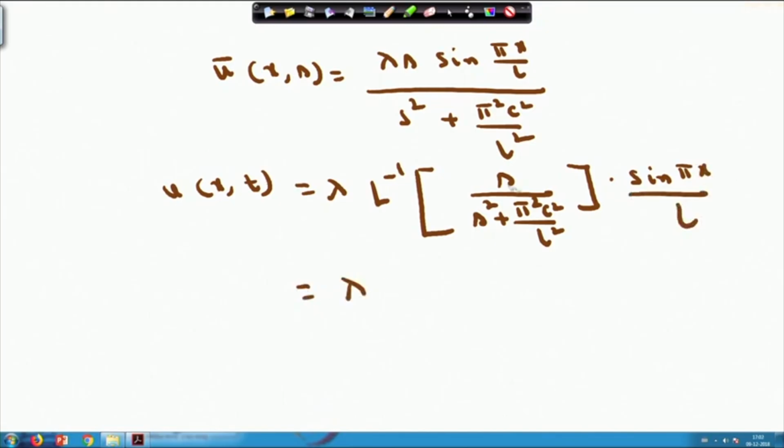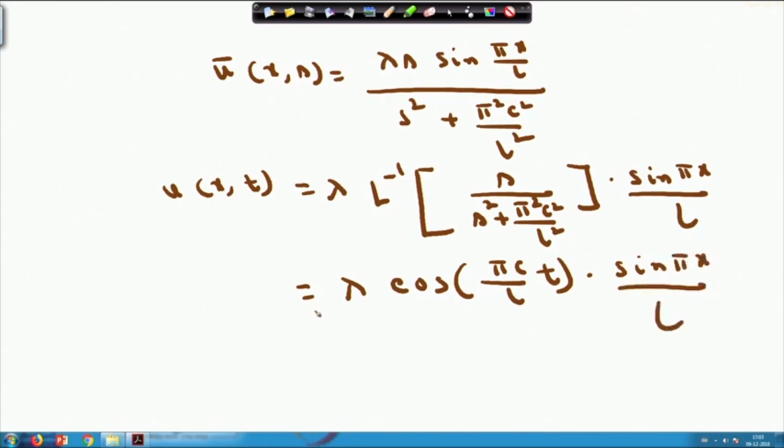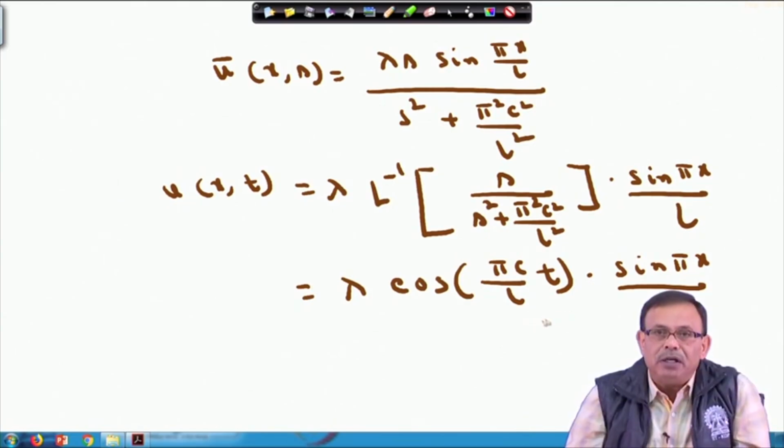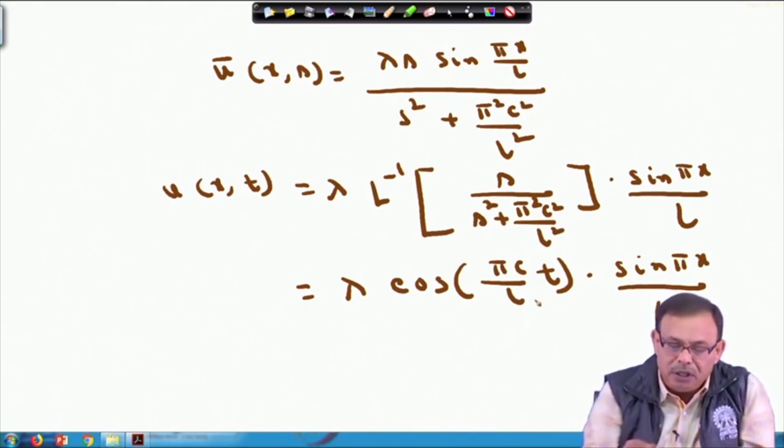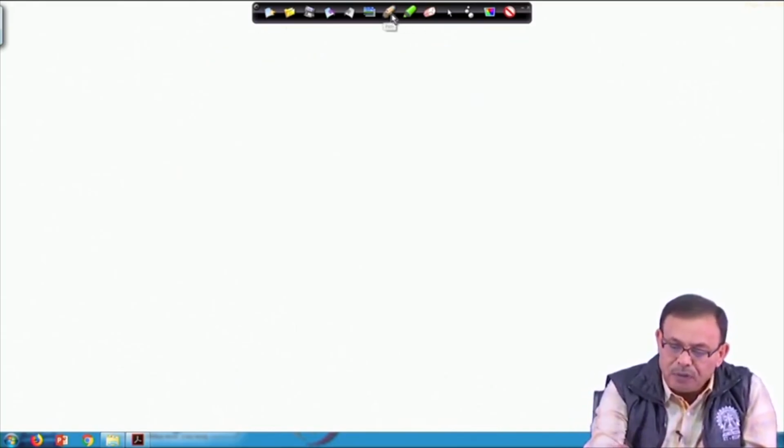And the Laplace inverse of s by (s square plus pi square c square by L square) is nothing but cos of (pi c by L) into t. This you can check very easily. You can obtain this one into sin(pi x by L). Therefore, the solution of this equation will be u(x, t) equals lambda cos(pi c t by L) into sin(pi x by L). Let us see it here.